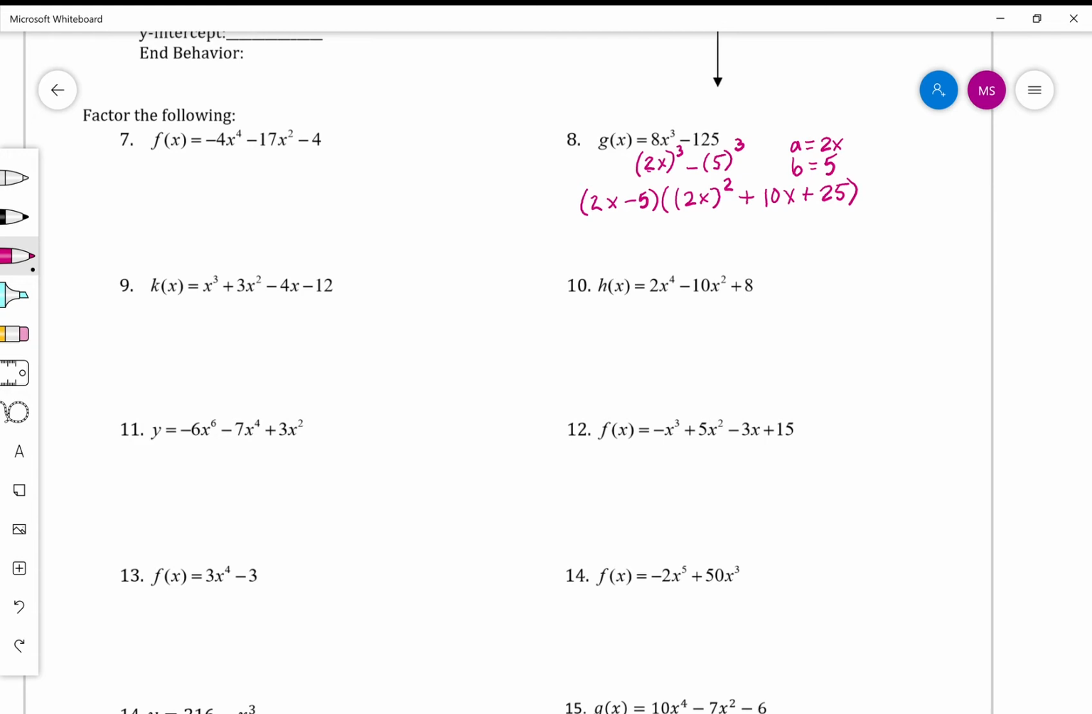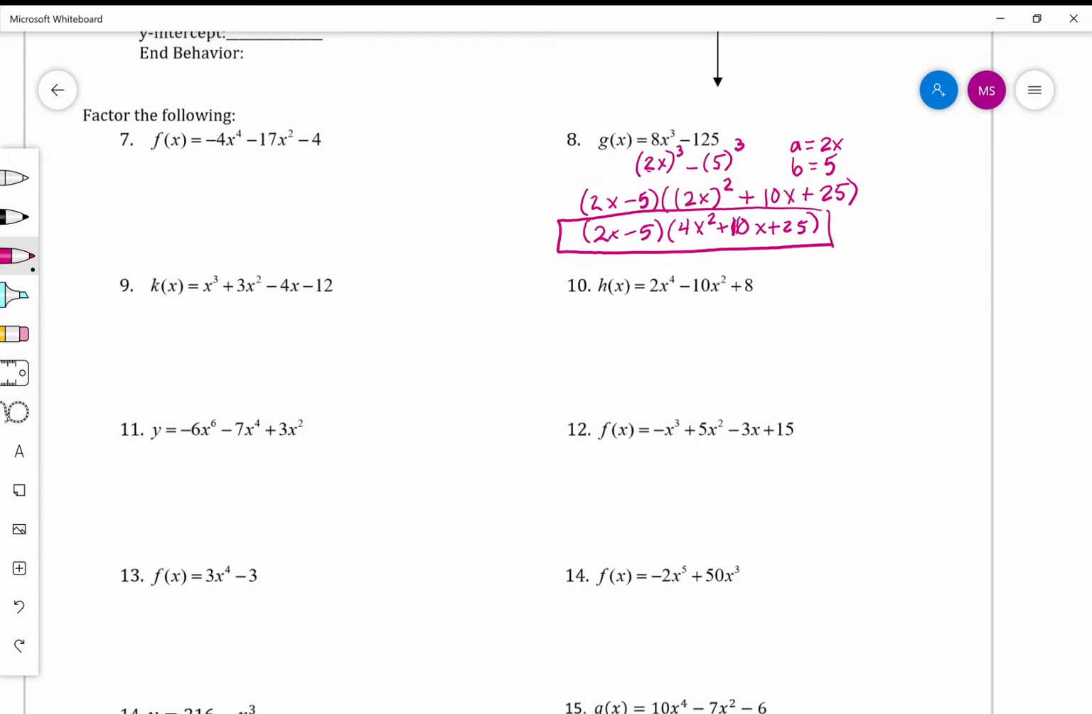So A squared is this whole quantity 2x. So here we go, minus 5. So 2 squared gives you 4, x squared, x to the second power gives you x squared. So this is going to be your final answer. Once you do the cube, when you factor a cube, this is your final answer. You can't go any more factoring wise.